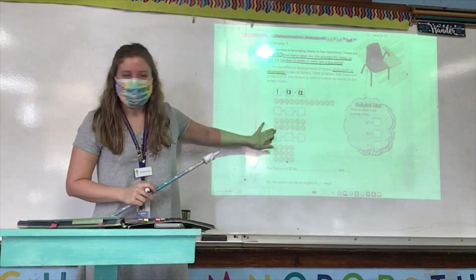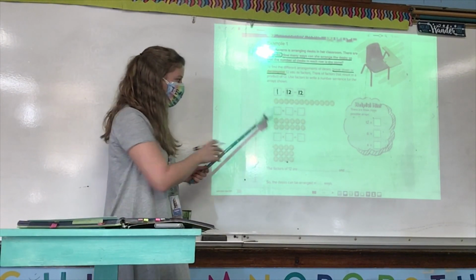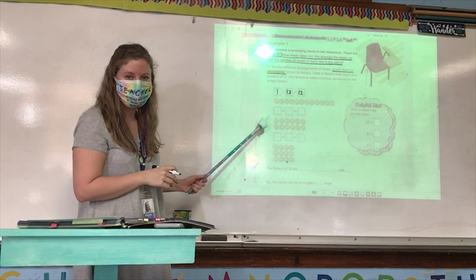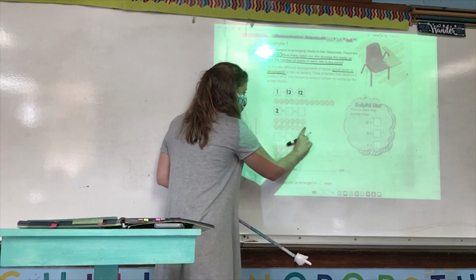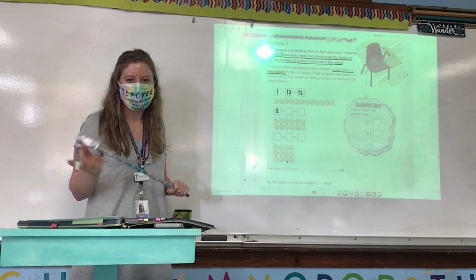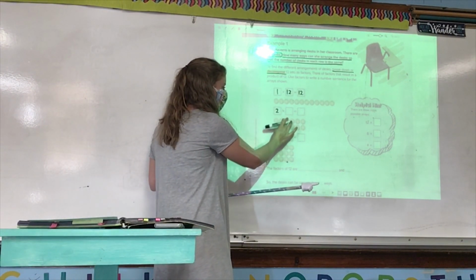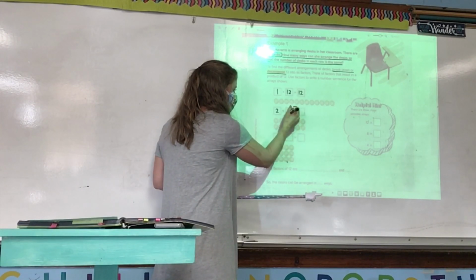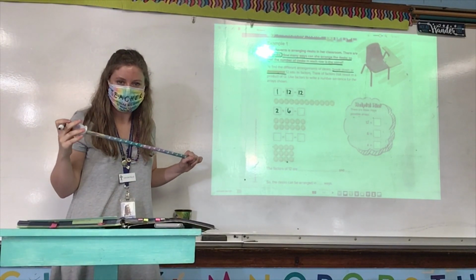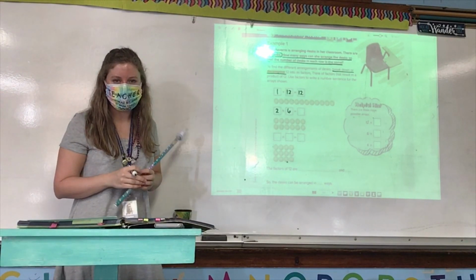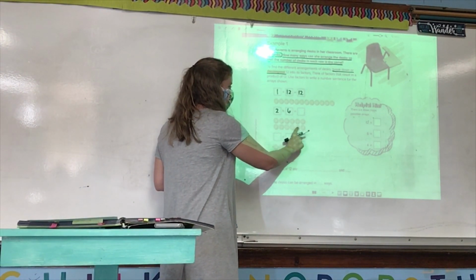Now let's look at this array. How many rows do we have in this second array, Smith? 2 rows. 1, 2. How many columns do we have in this array? 6. 1, 2, 3, 4, 5, 6. Does that change the number of desks we have, Smith? No. Because we still have how many desks? 12 desks. 1, 2, 3, 4, 5, 6, 7, 8, 9, 10, 11, 12.